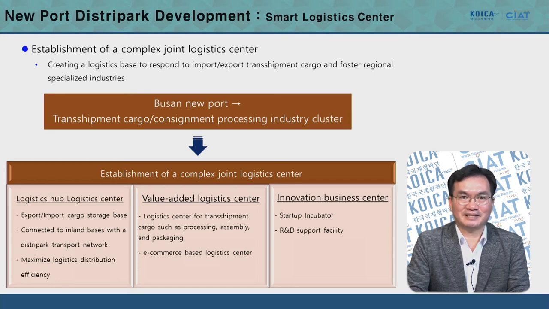By creating a complex joint logistics center, it serves as a logistics hub logistics center, a value-added creation logistics center, and an innovation business center. Logistics hub logistics centers are based on export-import cargo, then connect the inland base with the district park transport network to maximize logistics distribution efficiency. Value-added logistics centers are logistics centers for transshipment cargo, such as processing, assembly, and packaging. Innovation business center for startup incubator and R&D support facility.